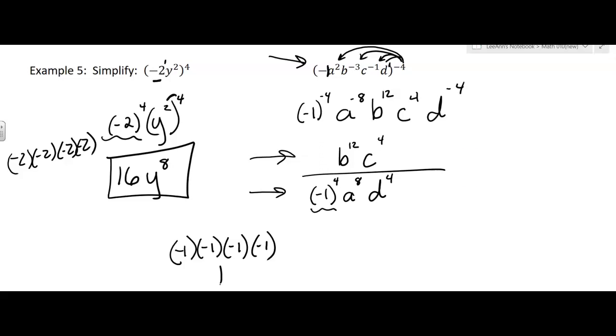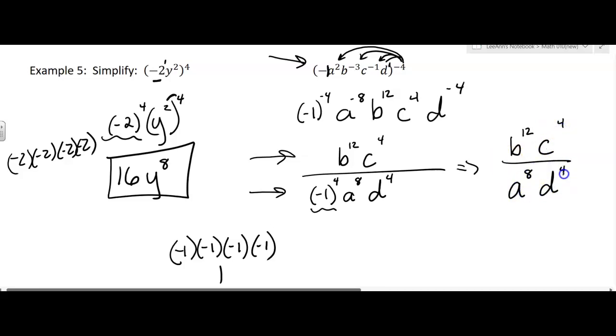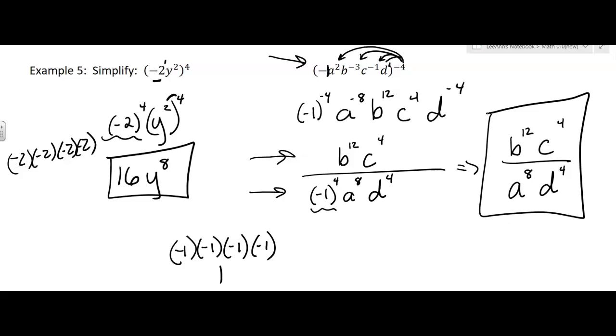All right, so my final answer in this case is b to the 12th, c to the 4th, over a to the 8th, d to the 4th. And that's how you'd write the answer. I did kind of make up a hard problem, but I wanted to talk about those different things and show it to you. Okay, we'll have more examples.